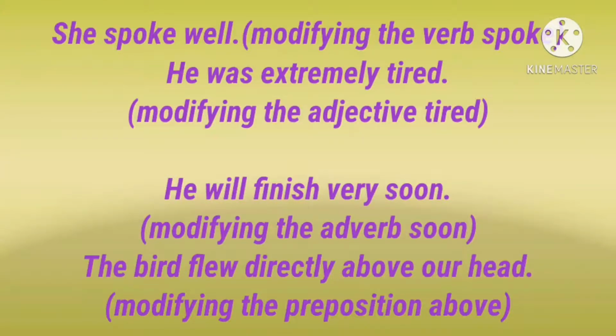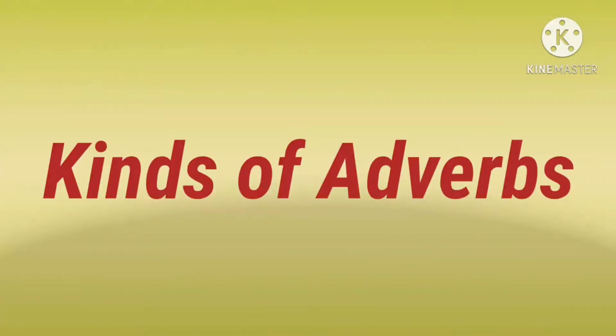Next, the bird flew directly above our head. Directly is an adverb modifying the preposition above. So, an adverb is a word that adds to the meaning of a verb. It tells us something about the action in a sentence by modifying a verb, an adverb, an adjective, a preposition or a phrase.